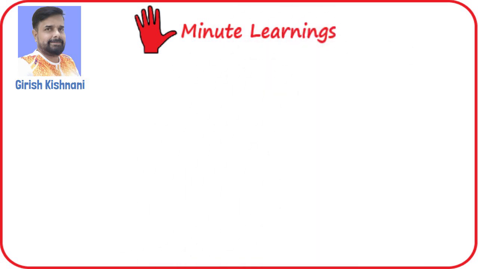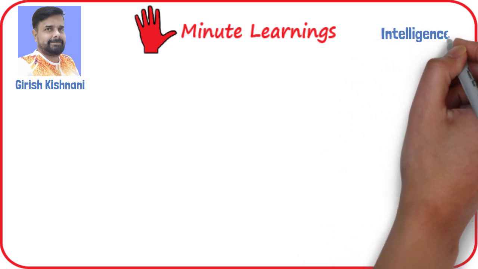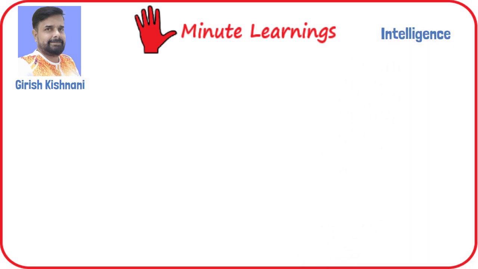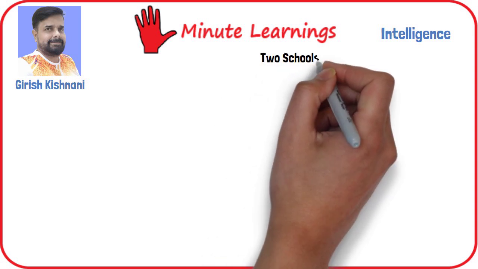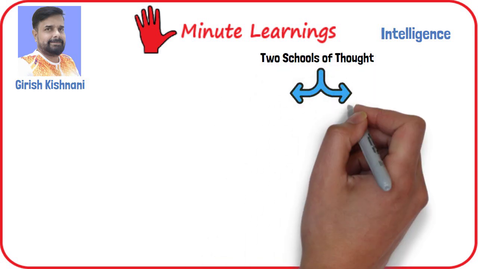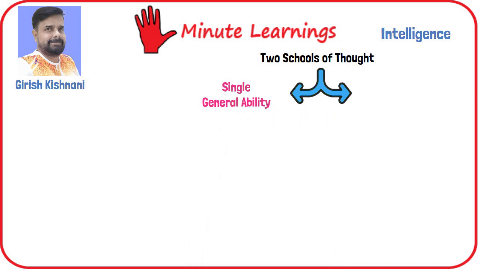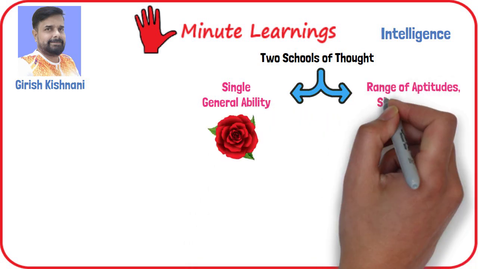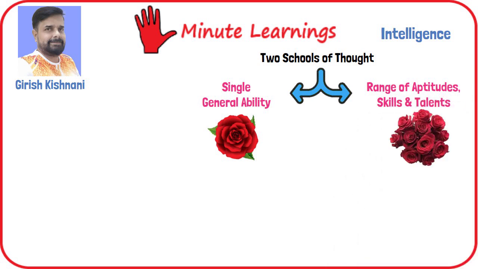This is the first video in a new series. We shall focus on the introduction to one of the most important and talked about subjects in psychology, intelligence. Some researchers have suggested that intelligence is a single, general ability. Other theories of intelligence hold that intelligence encompasses a range of aptitudes, skills, and talents.